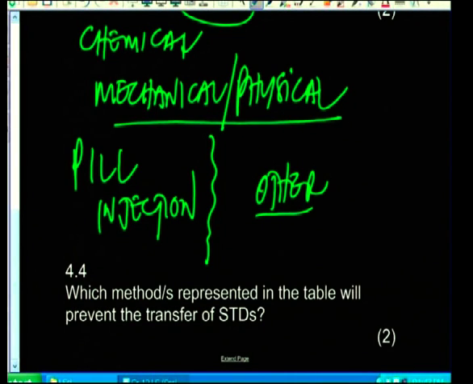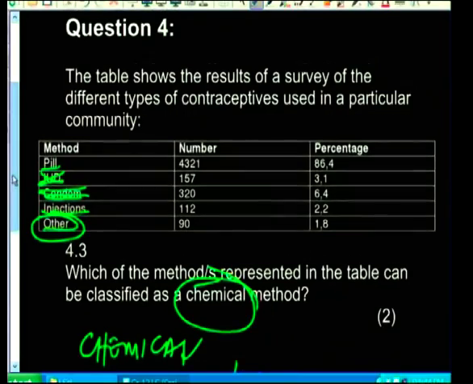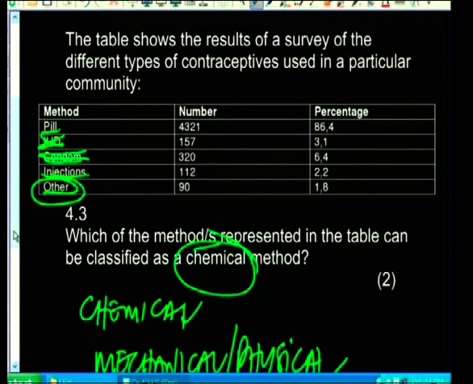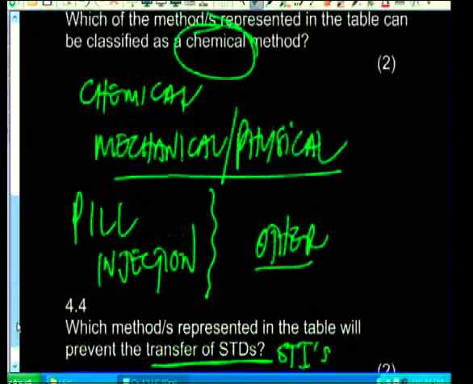Which methods represented in the table will prevent the transfer of STDs, or as we call them, STIs? Let's go back. I struck them out, but anyway. The pill, no. IUD, no. Condom, maybe. Injections, no. Other, we don't know. So the only one that we can actually give here for sure is the condom.